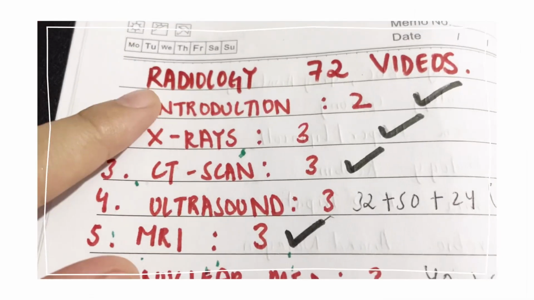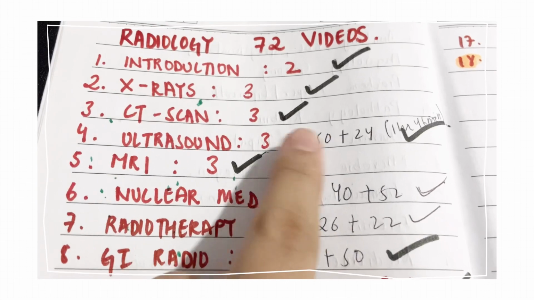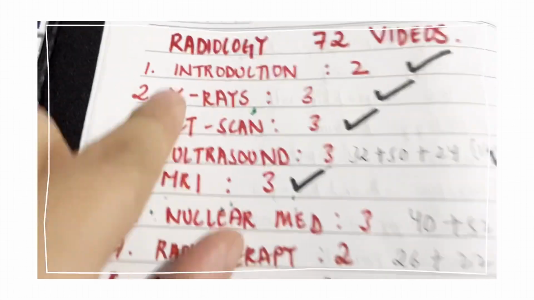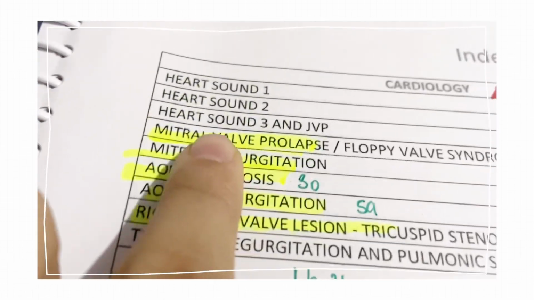So I'm going to be showing you how I go about it. Here's a very simple technique that I follow. I just write down the contents, or if you have the printed notes, refer to the index directly, and you can roughly calculate the total time in a particular subject or a system.